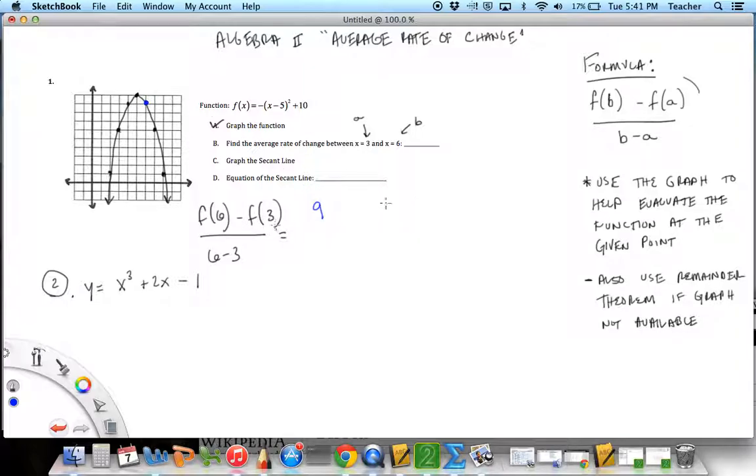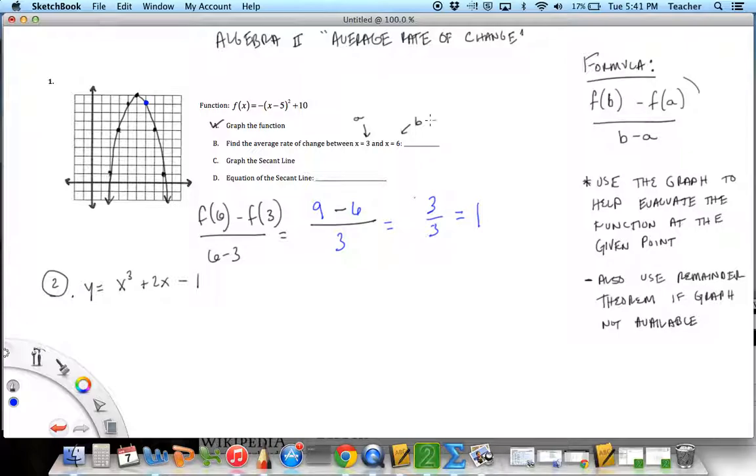And then minus f of 3. Let's figure out what f of 3 equals. Count for yourself here: 1, 2, 3. So when I plugged in 3 for x, I got 1, 2, 3, 4, 5, 6. So 9 minus 6, all over 6 minus 3, which in this case is 3. We just do some simple math here. We get 3 over 3, which means the average rate of change is 1.